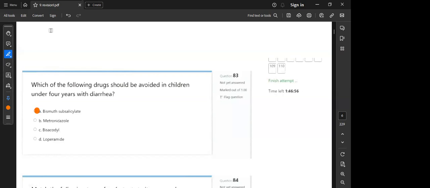People are saying loperamide. What is usually the most common cause of diarrhea in pediatrics? Is it viral? Is it bacterial? Because if it's viral, then I think Shona might be correct, because aspirin also worsens viral infections, predisposing to Reye's syndrome.